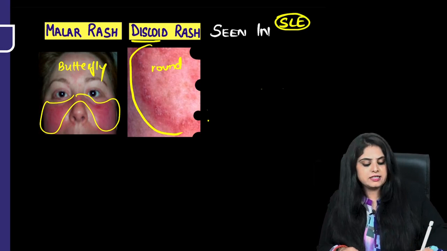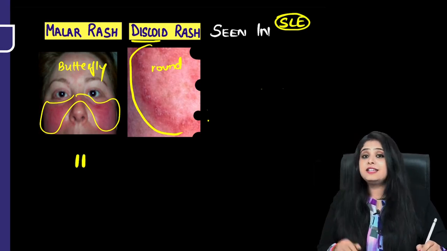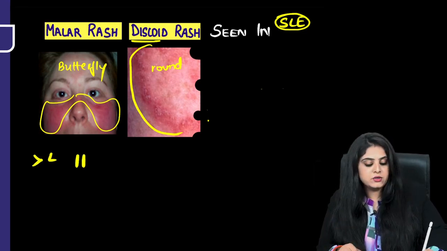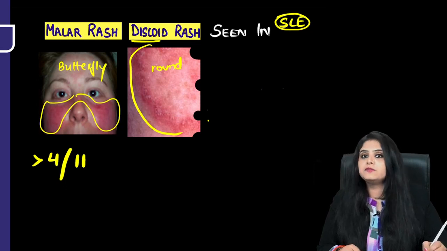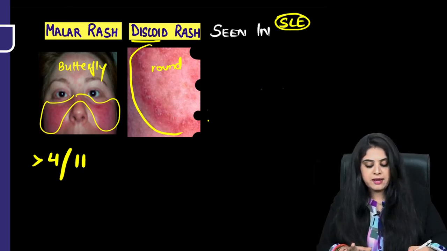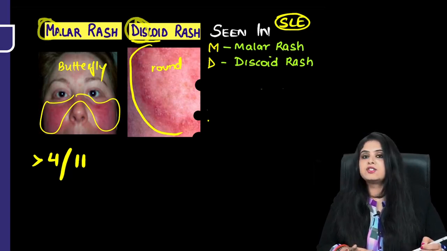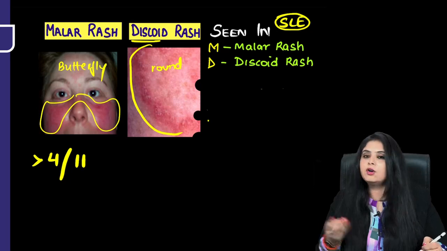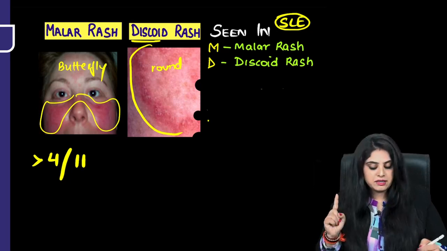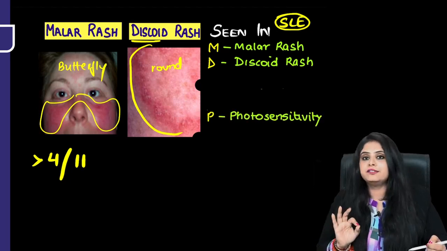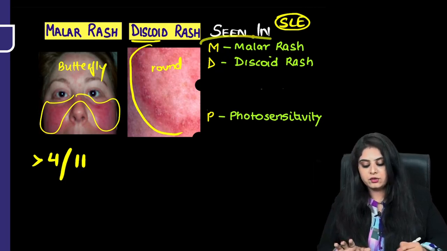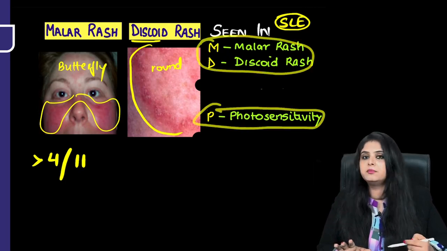Guys, how many criteria did SLE have? SLE had 11 criteria. How many did you have to fulfill? You had to fulfill at least 4. So what was the mnemonic? MD SOAP BRAIN. Do you want to do a super rapid revision of MD SOAP BRAIN? Let's try. So first, what is MD? MD means what is in front of you: malar rash, discoid rash. Then, because you're talking about skin, you have one more thing to do with skin, and that is photosensitivity. So malar rash, discoid rash, and photosensitivity are skin problems.